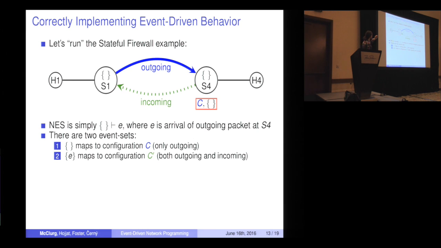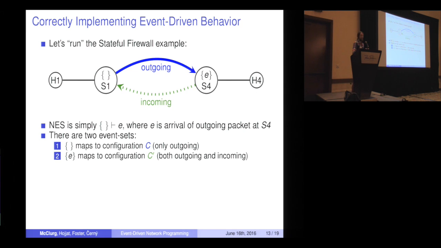So at this point, we match this event E, because as I said, E is the arrival of an outgoing packet at that switch. So the event happens, and it gets added to the set on the switch as well as the set in the packet. And then the packet continues on.